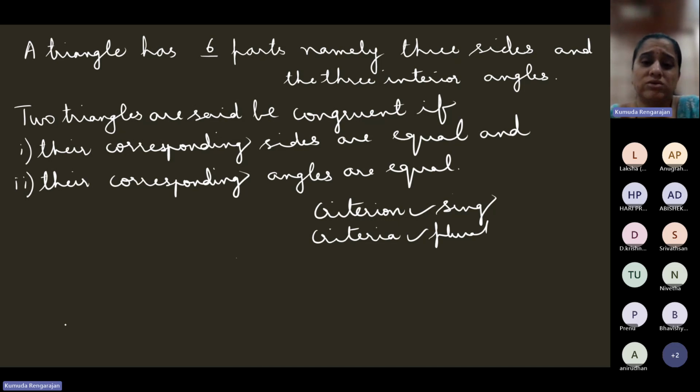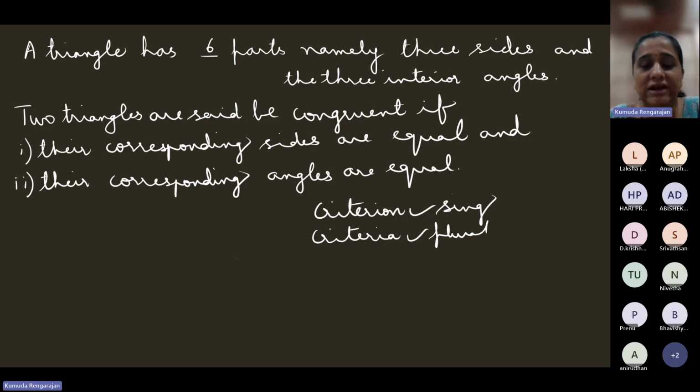Now, why congruence criteria? What are they? When you have two triangles, you may not always know all the 6 parts of both the triangles. You might have limited information. If you have to compare the 6 parts of one triangle with the 6 parts of the other triangle, you should always have all that information. And you have to compare.